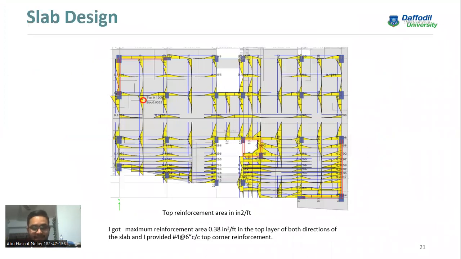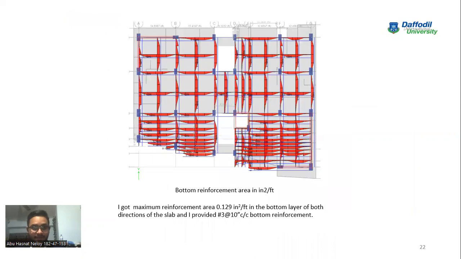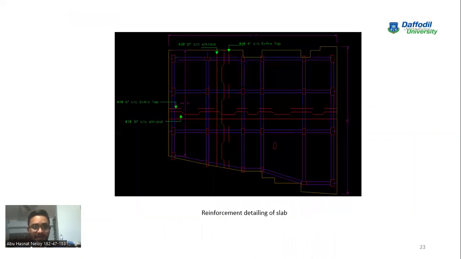So now the slab design part. The reinforcement area that comes from ETABS software, and then we need to detail the slab for reinforcement. Here the bottom reinforcement area, here the final detailing of slab.